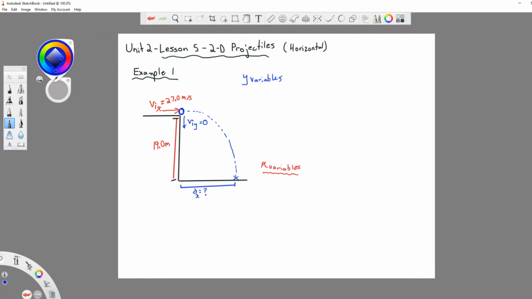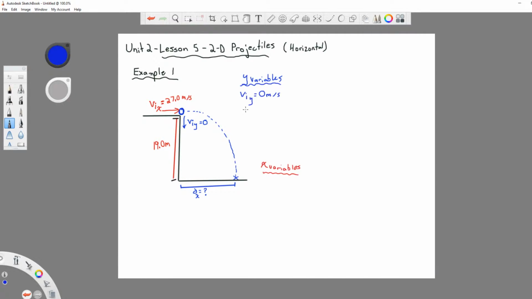Let us start with the y. So in the y direction, we have a kinematic situation. We're essentially doing a question where we're dropping a ball off of a ledge. Okay, so let's set this up here. Our initial velocity, 0. So VI in the y is equal to 0 meters per second.